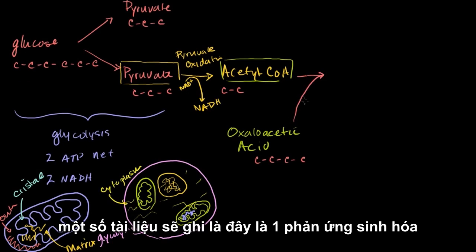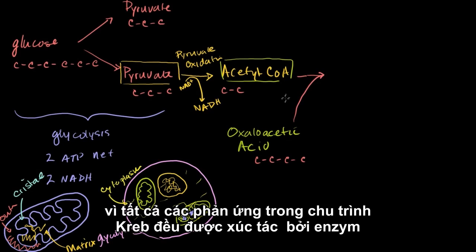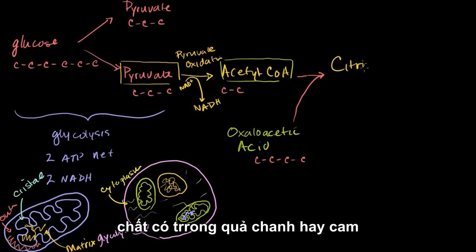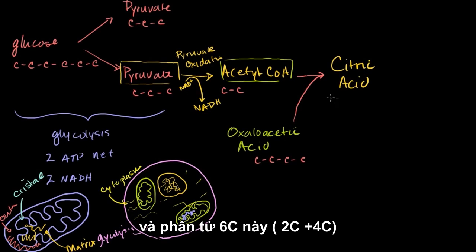It's important, some tests will say, is this an enzyme catalyzed reaction? Yes, everything in the Krebs cycle is an enzyme catalyzed reaction, and they form citrate or citric acid. Citric acid, which is the same stuff in your lemonade or your orange juice. And this is a 6-carbon molecule, which makes sense. You have a 2-carbon and a 4-carbon. You get a 6-carbon molecule.